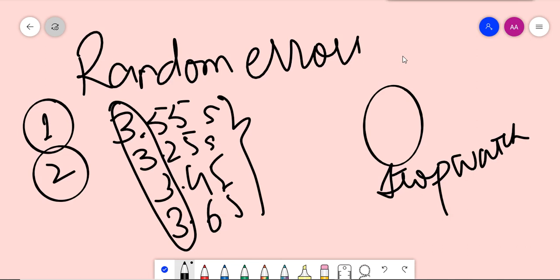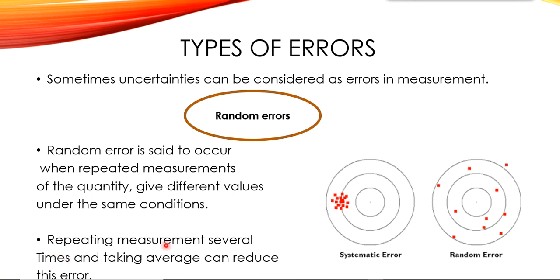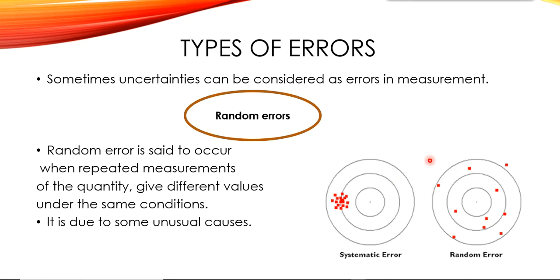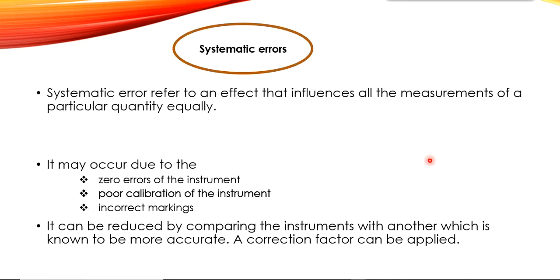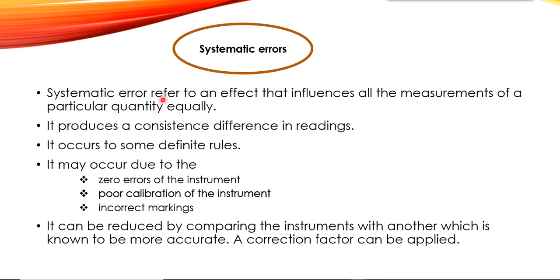I hope you understood the topic of random errors and how they can be controlled. Repeating measurements several times and taking the average can reduce this error. Now come to the second type of error, the systematic error. Systematic error refers to an effect that influences all the measurements of a particular quantity equally. It produces a consistent difference in readings. It occurs according to some definite rules.